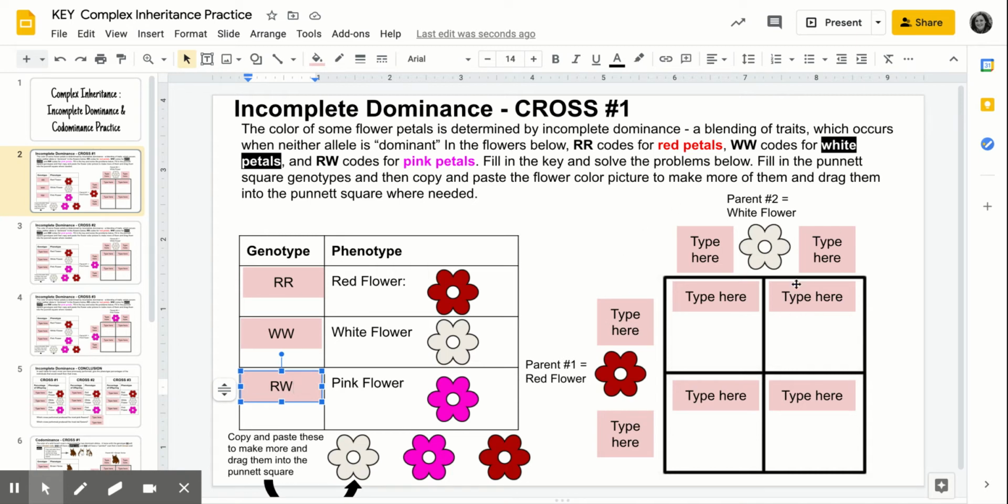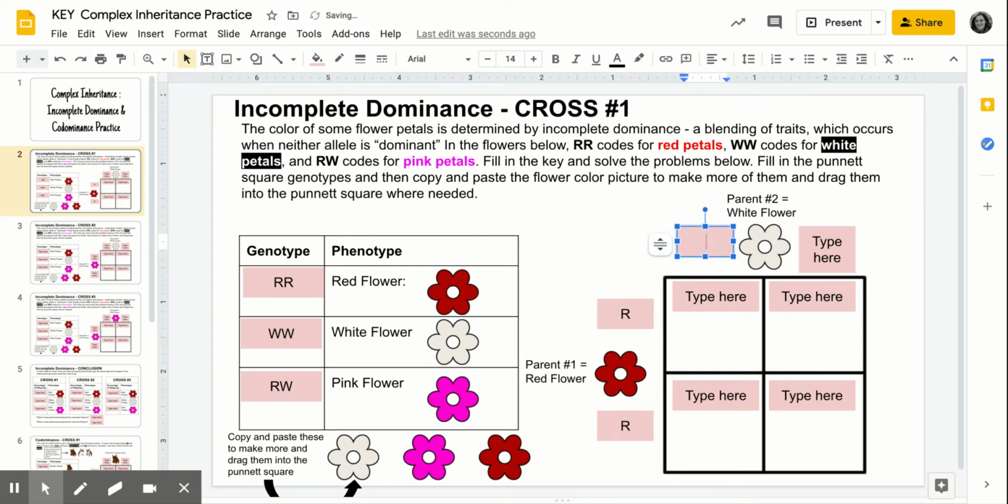And again, I don't care which side you put which parent, but I went ahead and labeled these here for you. Well, Mrs. Mormon did. She made this beautiful activity. So a red flower is big R. So in this box, it will be big R. And in this box, it will be big R, okay? Parent 2 is a white flower. So here we are going to have big W. And then here we're going to have big W.